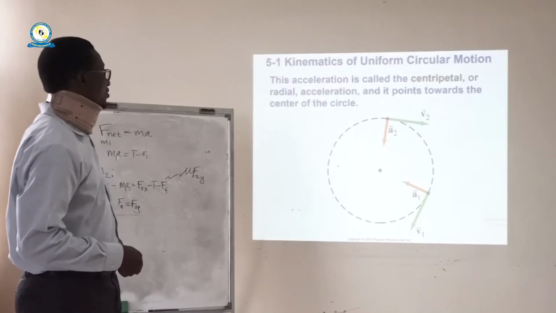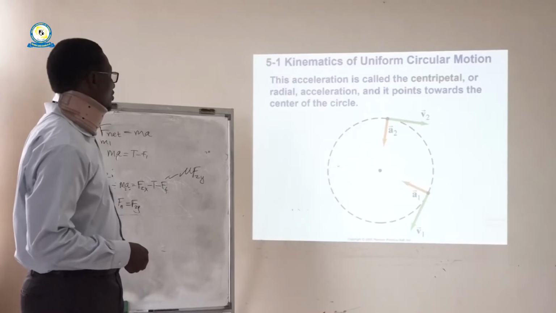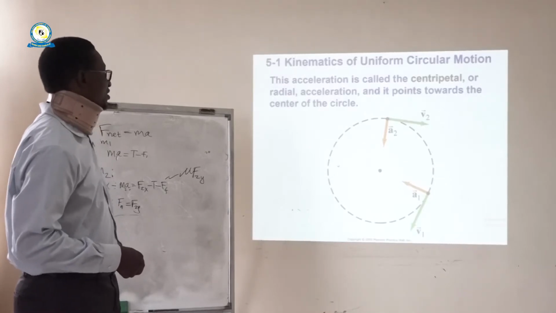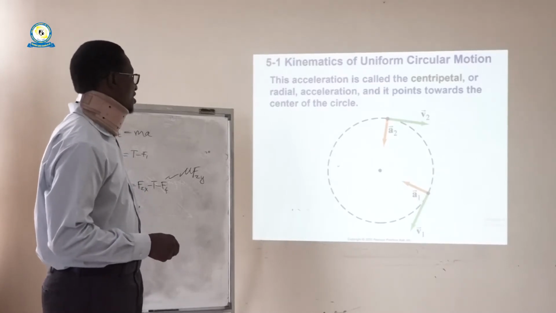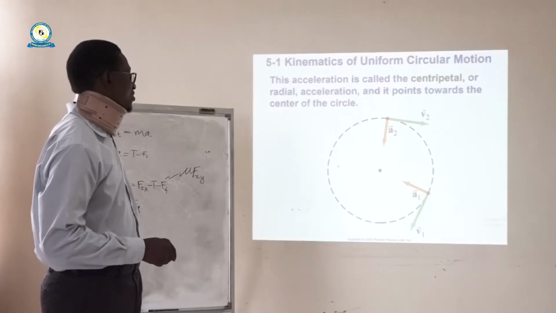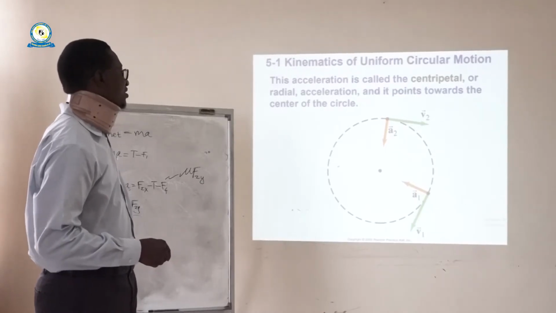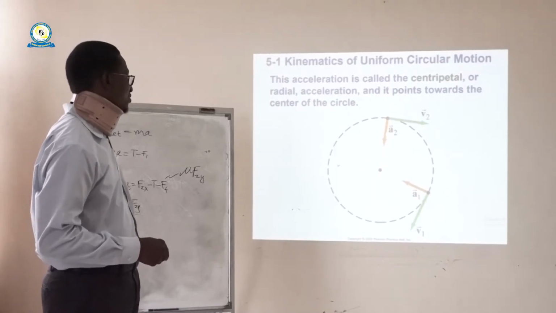This acceleration is called the centripetal or radial acceleration, and it points toward the center. The point at which the circle is being made changes everywhere, but the acceleration is toward the center: centripetal acceleration, radial.